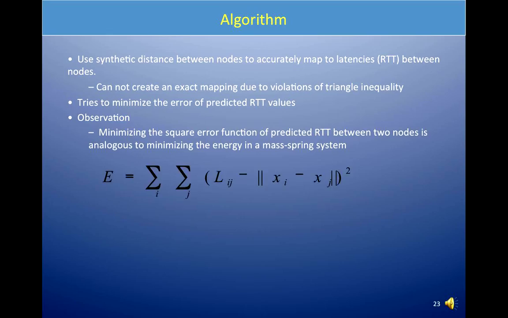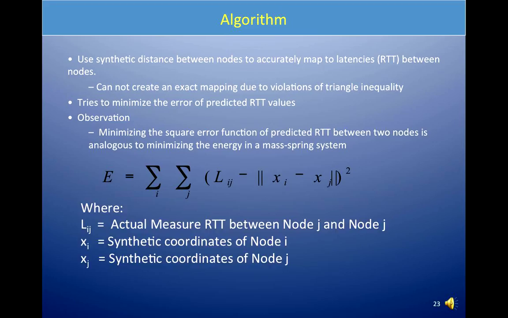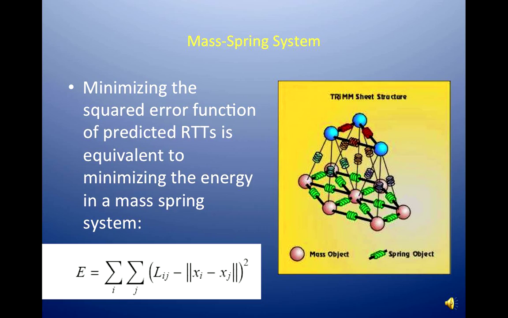And this is the formula, right? The square of the initial distance minus the displaced distance, squared, for each spring among all the nodes. Lij is the actual RTT between node J and node I, and Xi is the synthetic coordinates at I, and Xj is the synthetic coordinates at J.